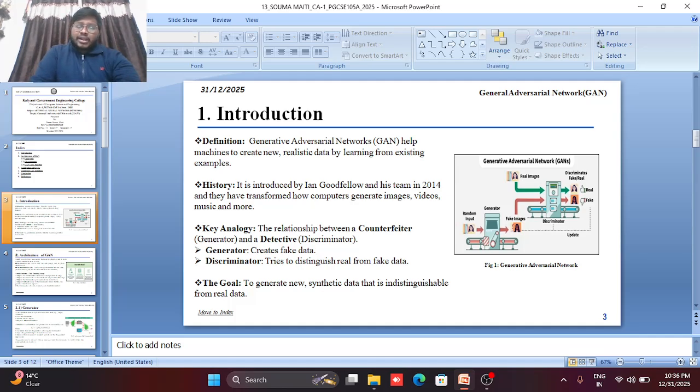A simple way to understand GAN is through an analogy. The generator acts like a counterfeiter trying to create fake data. The discriminator acts like a detective trying to identify whether the data is real or fake. Both models compete with each other, and through the competition, the generator learns to create very realistic data. The ultimate goal is to generate synthetic data that is indistinguishable from real data.